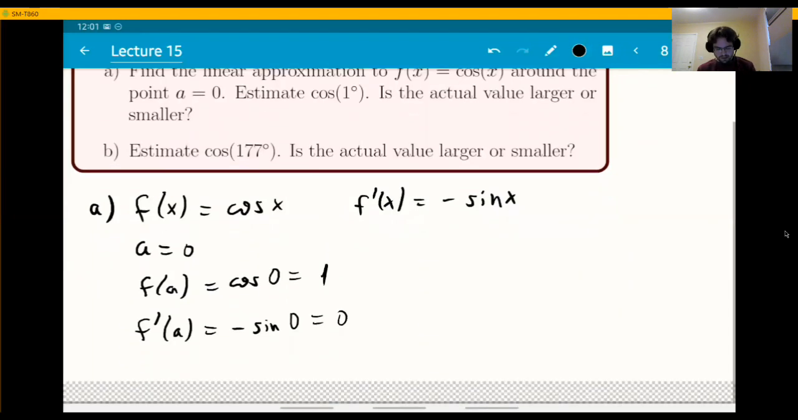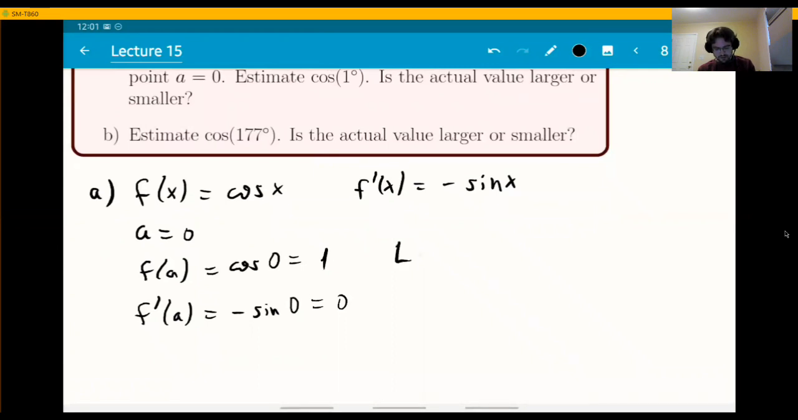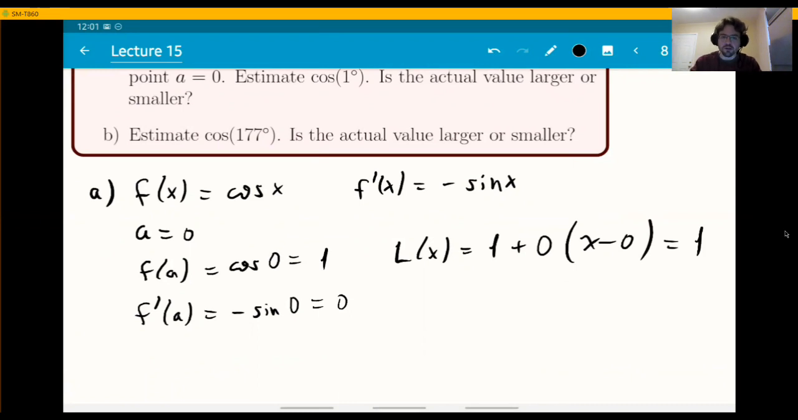Okay, so what is the linear approximation function based on these parameters? f of a plus f prime of a times x minus a. You see that this is just a 1. The linear approximation is a constant function. L of x equals 1 for all x's. Why is this happening? Well, we found a 0 derivative, so there is no slope of the tangent line. It is a horizontal line, which means a constant function.